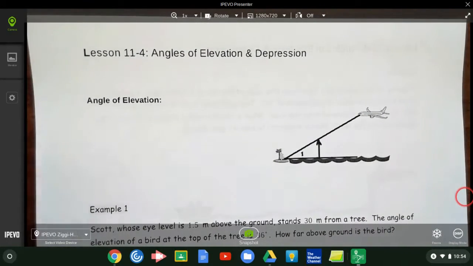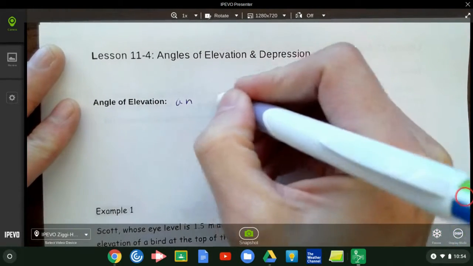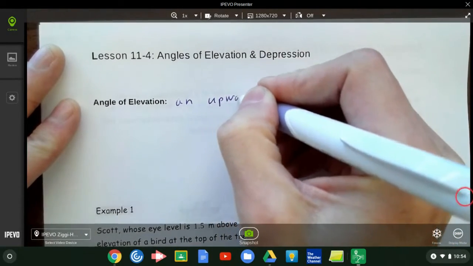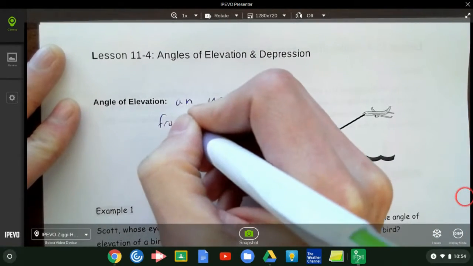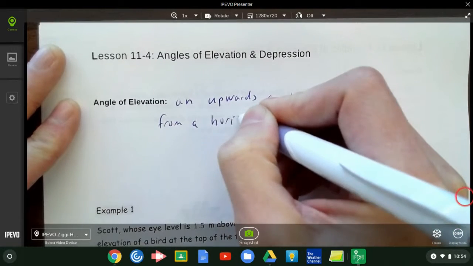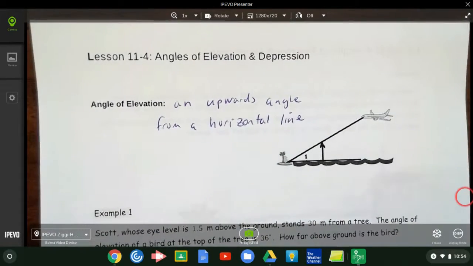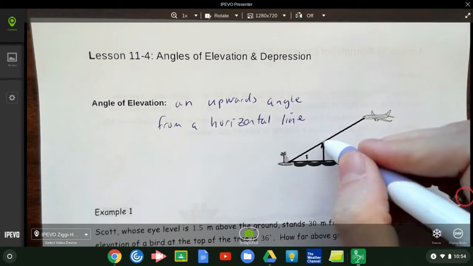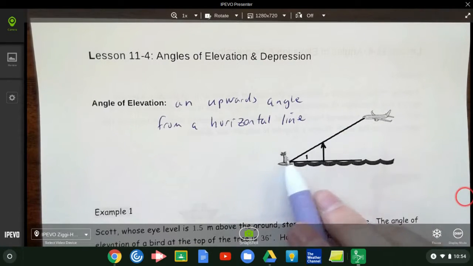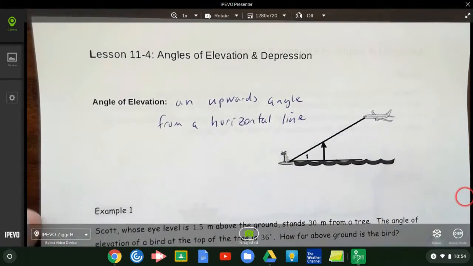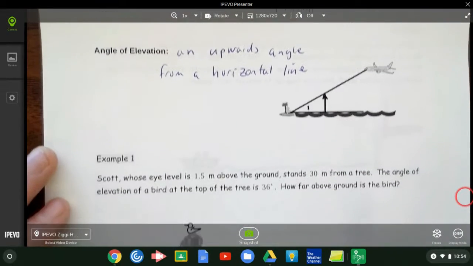So looking at this, let's define these two angles. An angle of elevation is an upwards angle from a horizontal line. Okay, so here's my horizontal line. The angle is upwards. So this angle 1 is an angle of elevation looking up to the airplane. Okay, so using that type of problem, we can now figure out some trig problems with it.